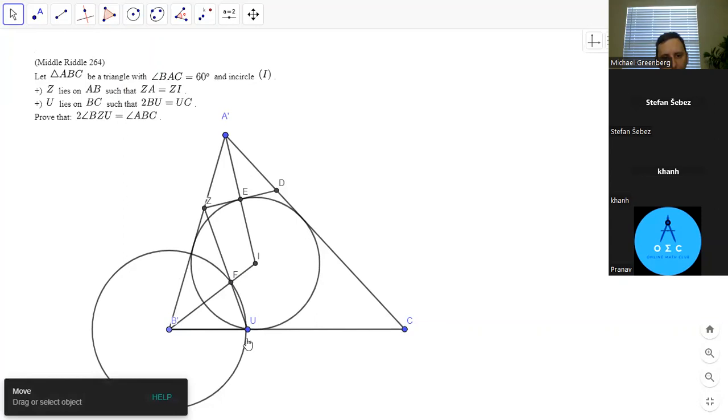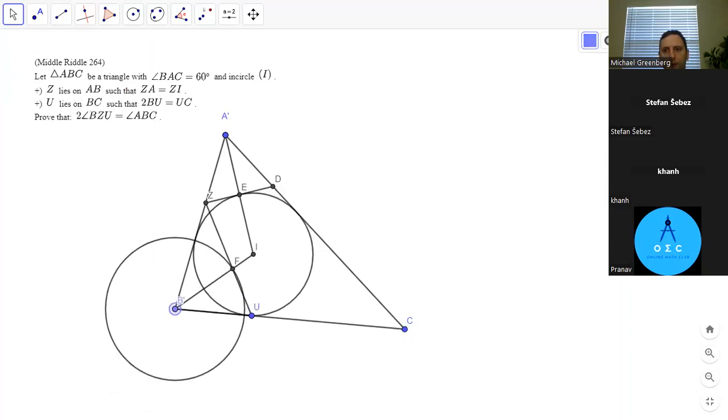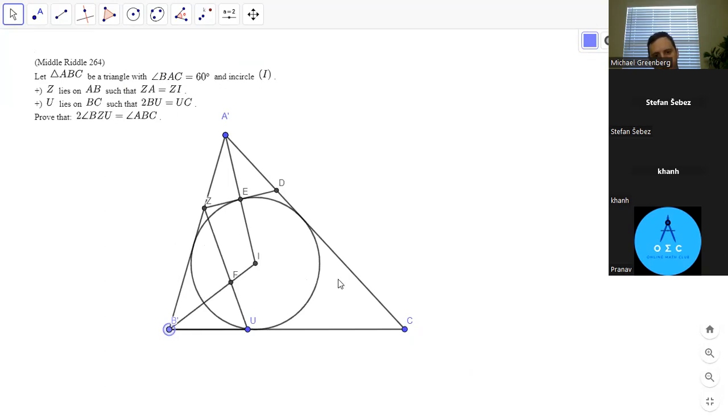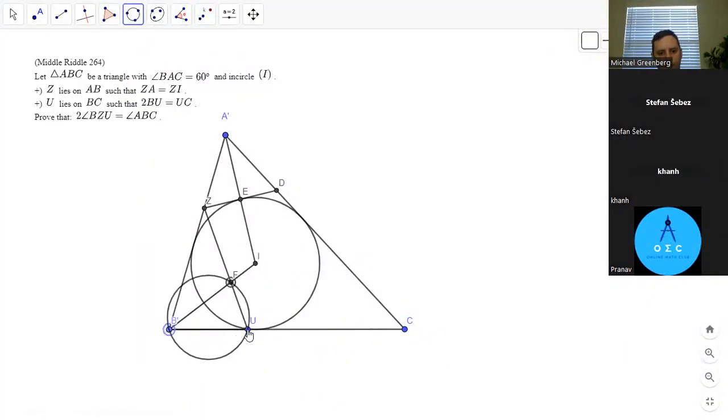Hold on one sec. I thought maybe this triangle is isosceles, but I don't think so. Yeah, that's not isosceles. Sorry, what were you saying? Alternatively, we can also show that ZB is tangent to BFU. Oh, that is tangent. Yeah, we can show either of the two things. Wait, it's not. I think so. One sec, I'll be right back.